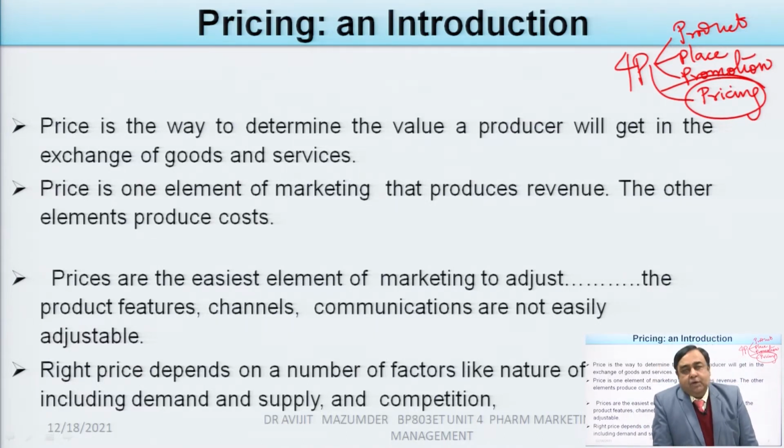In the previous classes, we have discussed the other 3 P's: how to design a product, what should be the minimum quality of a product. Then we discussed the place where to launch, whether the product is intended for rural people, urban people, or the mass in general, the area you will select for launching your product. Then we discussed promotion: advertisement, publicity and other sales promotional measures.